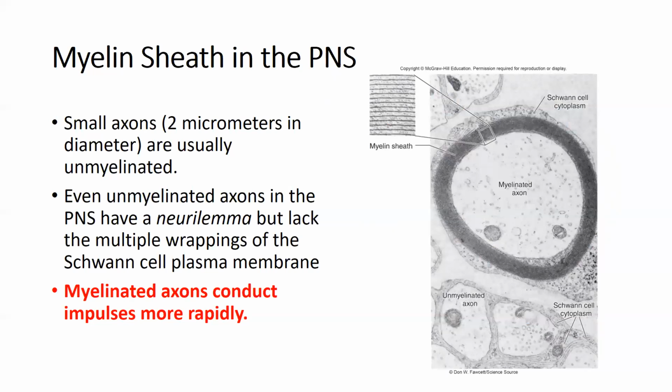Sure, so myelin insulates the neuron and speeds up the conduction velocity, how fast that action potential is propagated down the neuron. So a bigger neuron, which is myelinated, will conduct action potential impulses more rapidly than a smaller neuron, which is most likely unmyelinated.